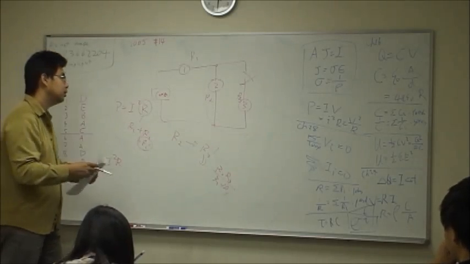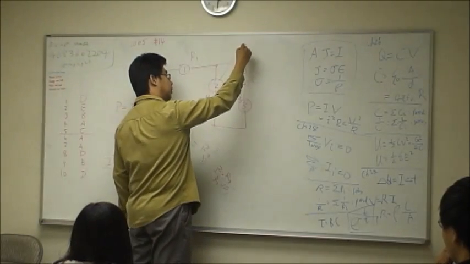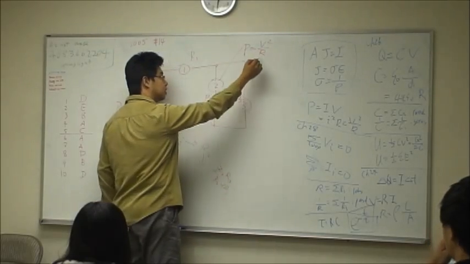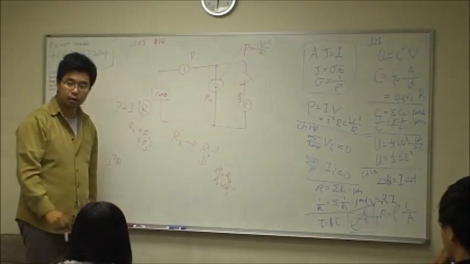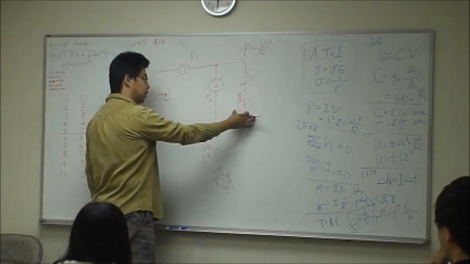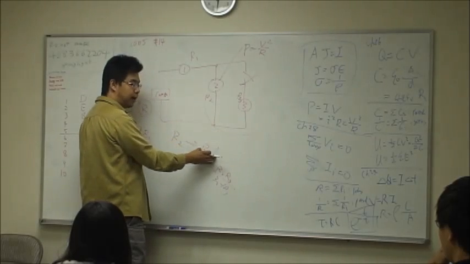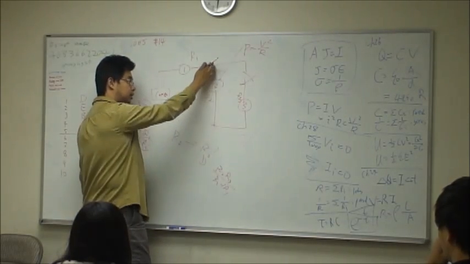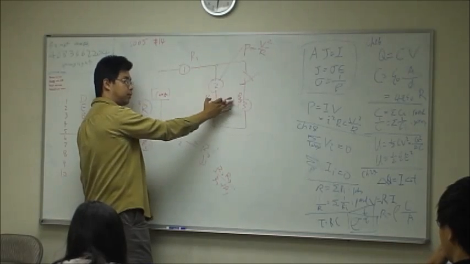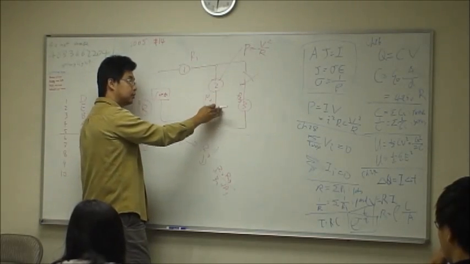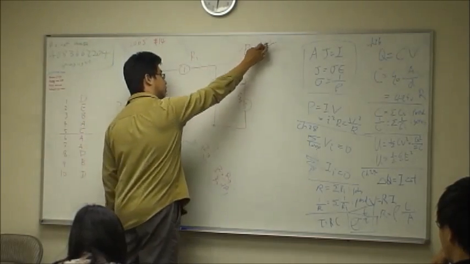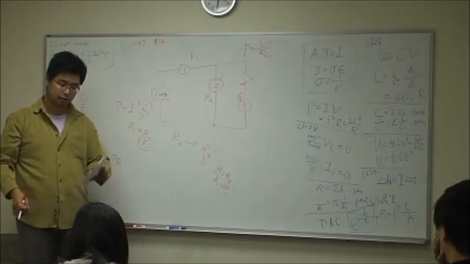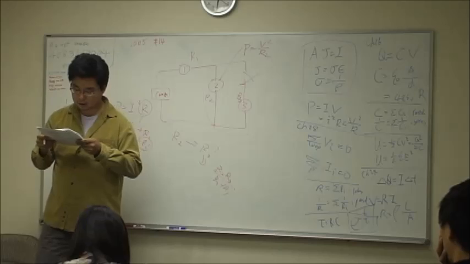D, bulb number 2 gets brighter. Brighter means what? Power is V squared over R, right? R doesn't change. Does the voltage get bigger or smaller? R2 and R3 are parallel, giving R2 prime. R2 prime is smaller than R2. So the voltage across here is smaller because R2 prime is decreased, right? So the voltage is smaller. R2 doesn't change, so the power will get smaller. Make sense? So that's number D.